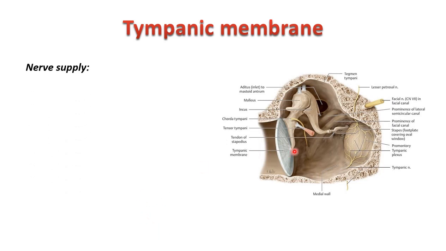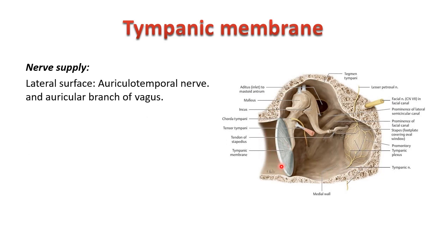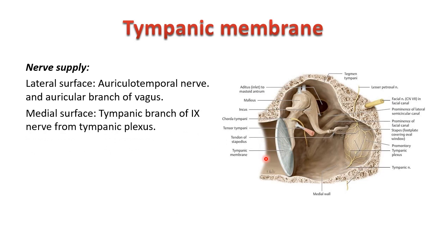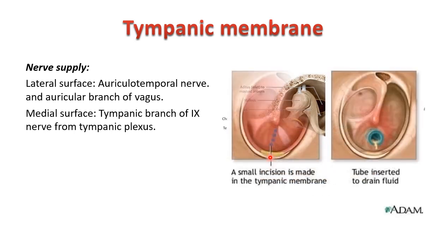Nerve supply: the medial surface will be supplied by the tympanic branch of the glossopharyngeal nerve from the tympanic plexus. The lateral surface will be supplied by the auriculotemporal nerve and the auricular branch of the vagus nerve. So medially I told you the tympanic branch, and laterally the auriculotemporal and the Alderman's nerve, the auricular branch of the vagus nerve. So, applied anatomy.